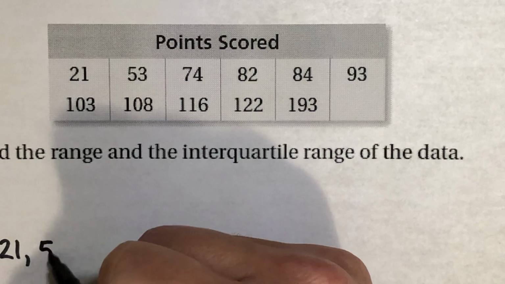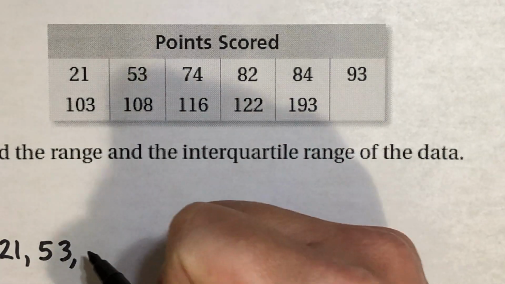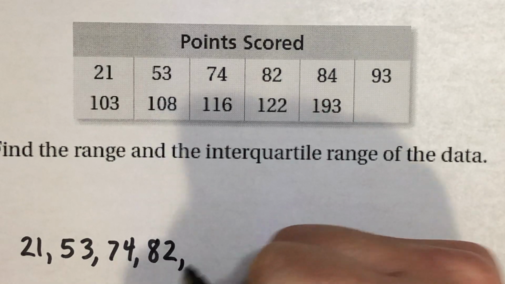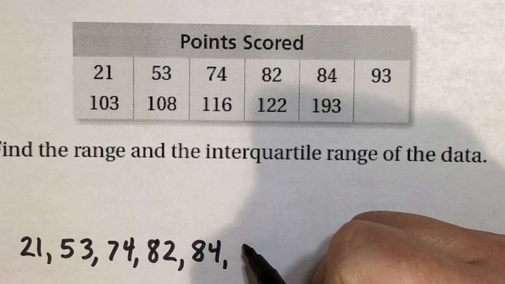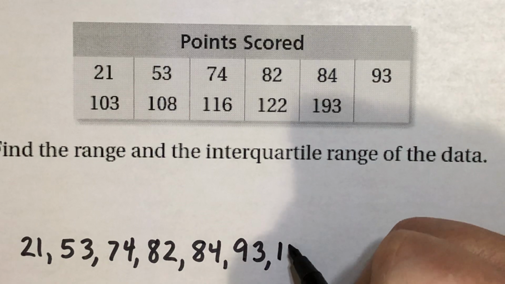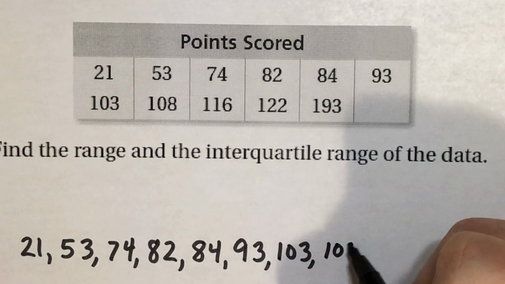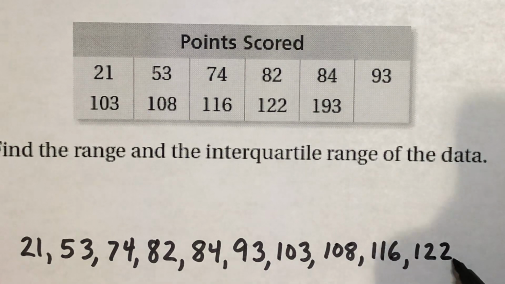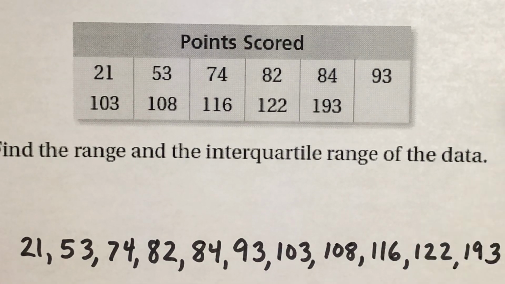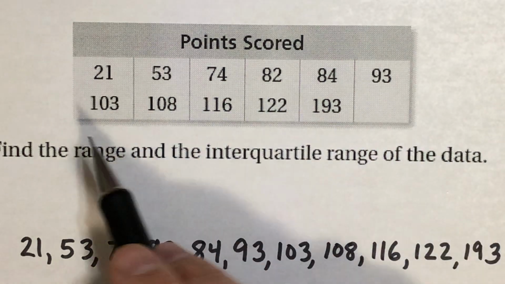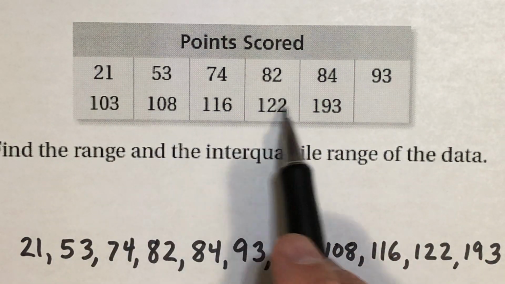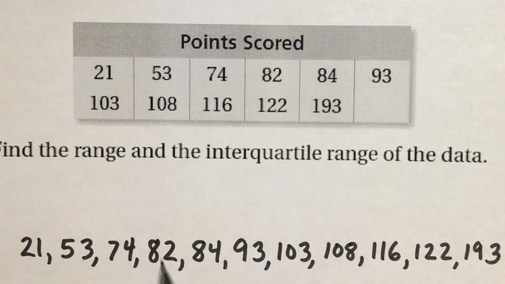So 21, 53, 74, 82, 84, 93, 103, 108, 116, 122, 193. I always like, when I'm done doing things like this, to count them up and make sure I have them all. So I've got 1, 2, 3, 4, 5, 6, 7, 8, 9, 10, 11.